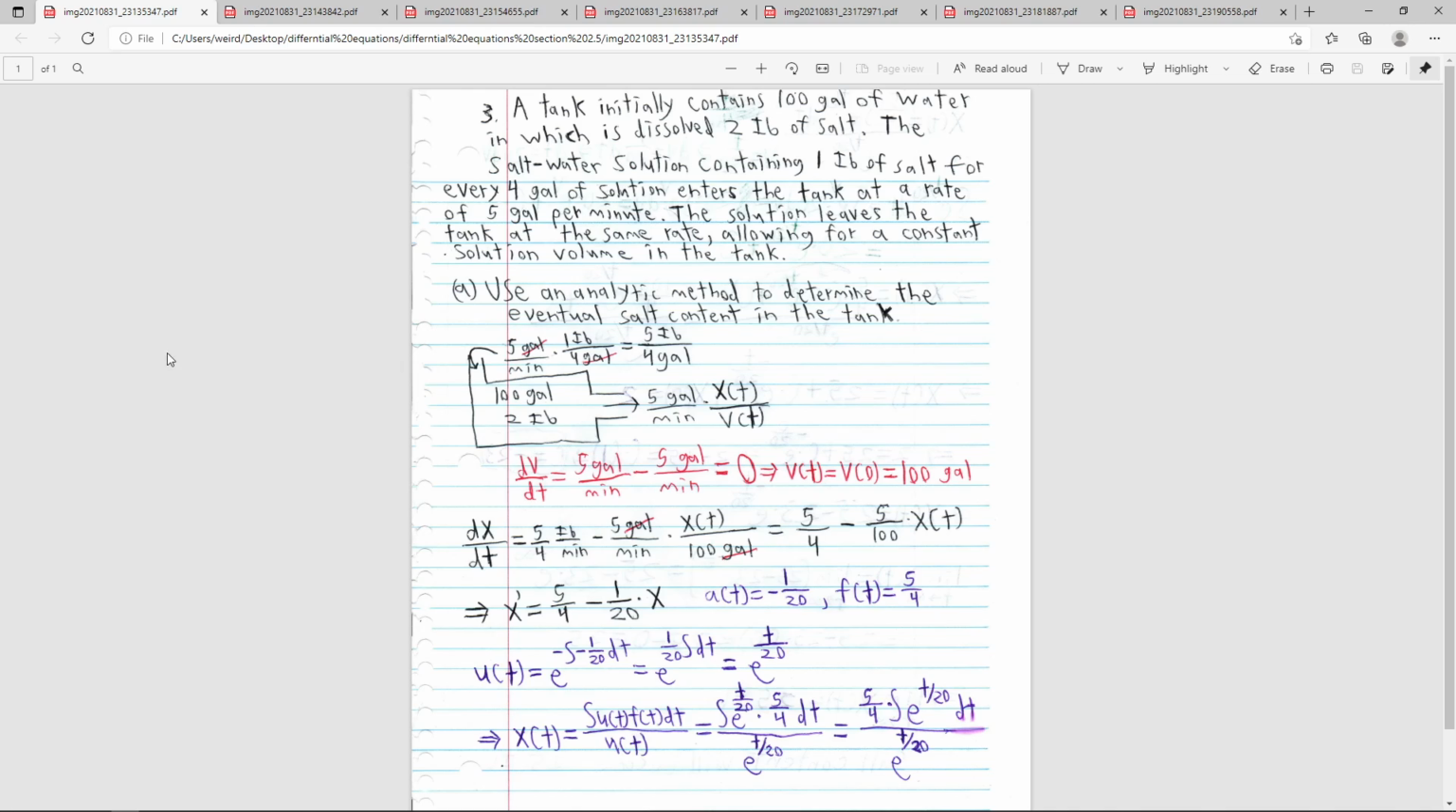Okay, so a tank initially contains 100 gallons of water in which is dissolved 2 pounds of salt. We have 1 pound of salt for every 4 gallons of solution entering the tank at a rate of 5 gallons per minute. And we have the solution leave the tank at the same rate, so we have constant volume, as it says, constant solution volume. Again, volume will be constant, so we'll have 100 gallons.